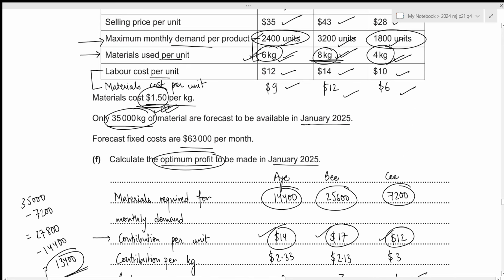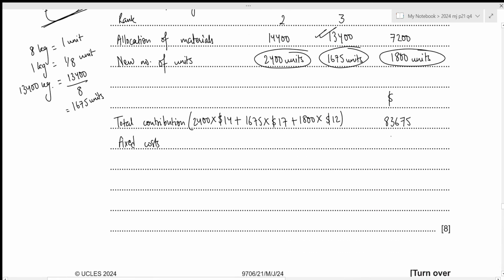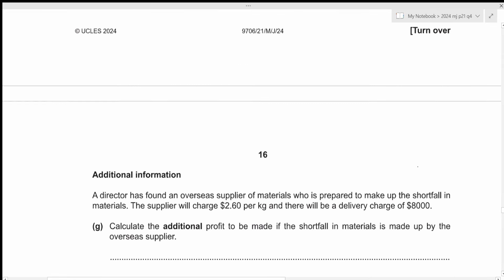Then we need to subtract the fixed cost. We were given the fixed cost above, which is 63,000 per month. So we subtract the 63,000 here and this will give us the optimum profit, which will be 83,675 minus 63,000, which is 20,675. That is all for the sixth part. Let's move towards the next one.